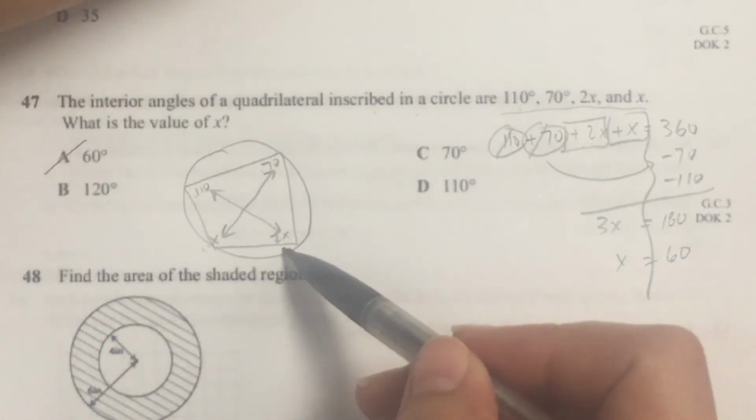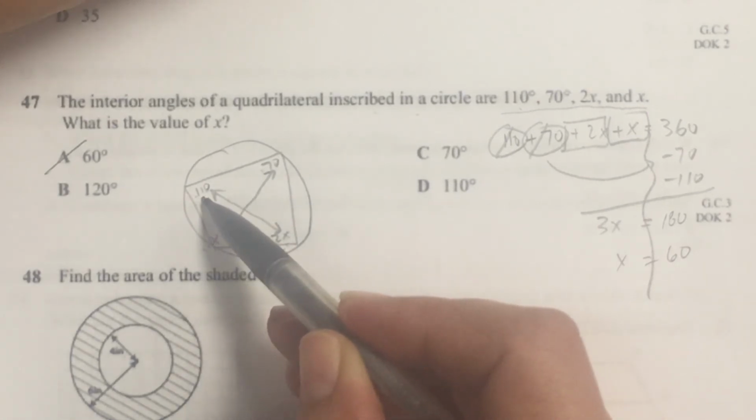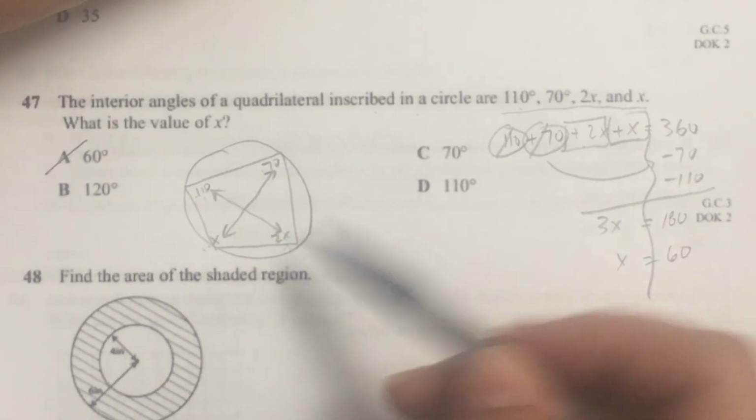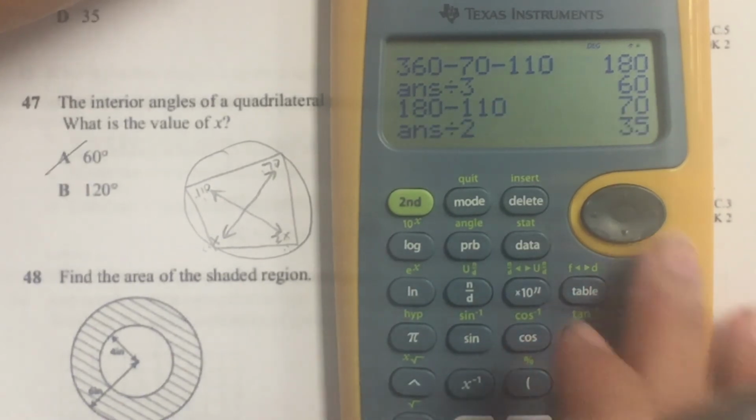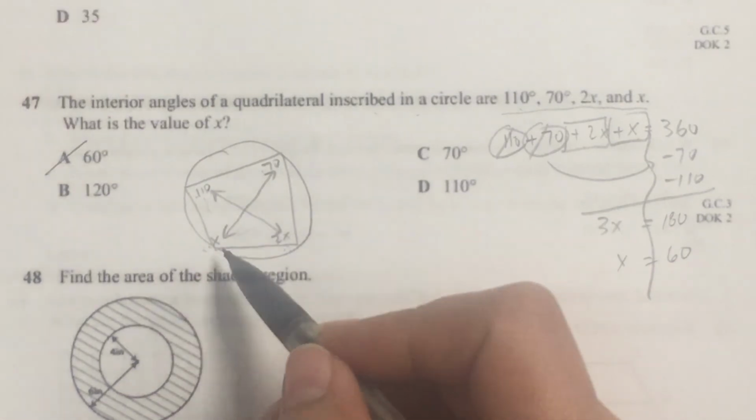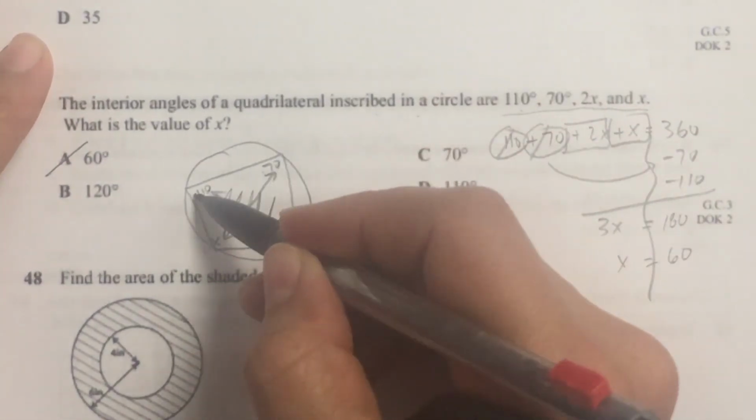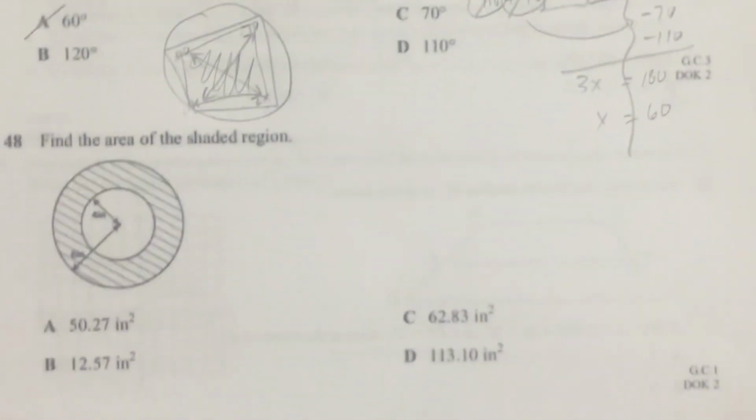And if I had done it this way, I would have gotten it wrong because if I'd set it up this way, 2x plus that, this plus this is 180. So it would have been 180 minus 110 divided by 2. Yeah, I would have got that wrong because the setup was wrong. So just ignore this, and just know when you add up all the angles in any quadrilateral, they add up to 360.